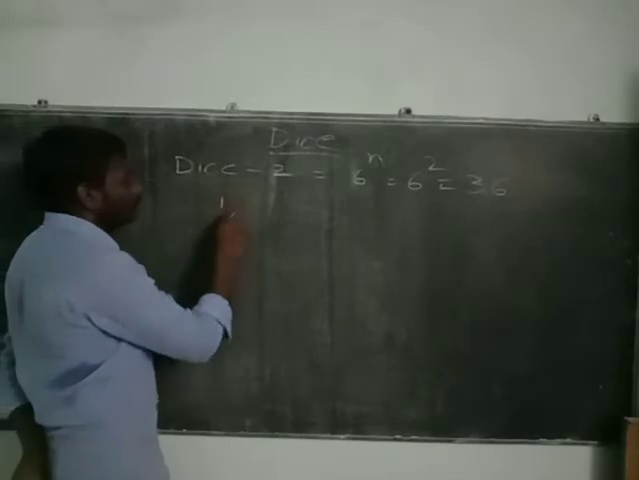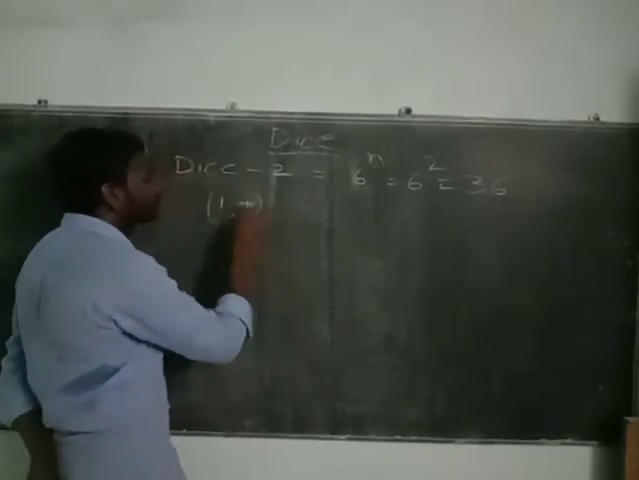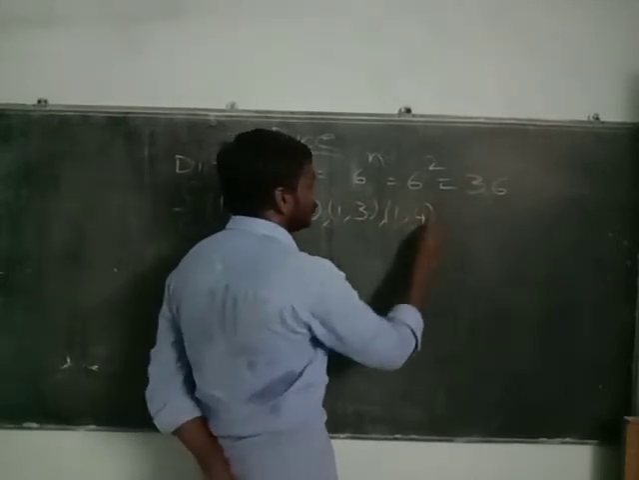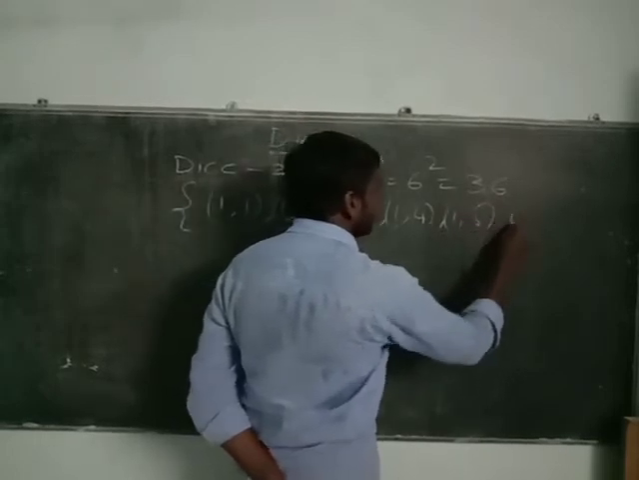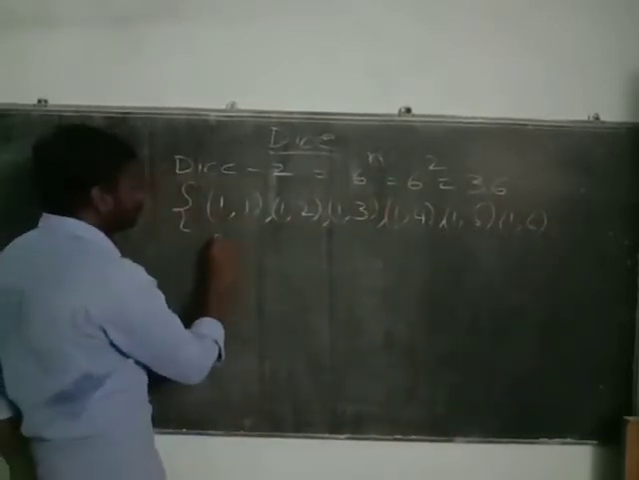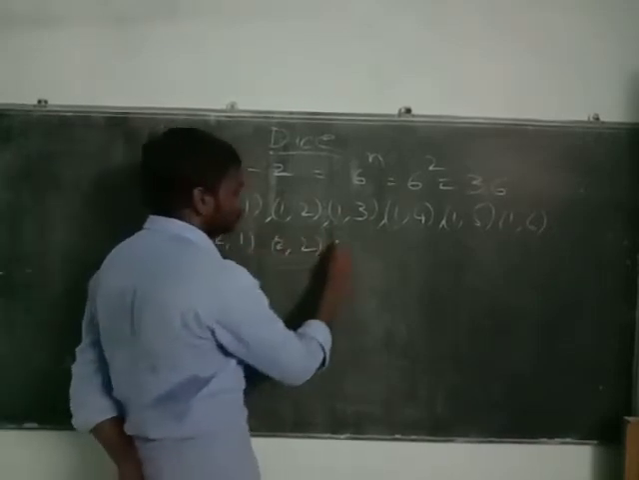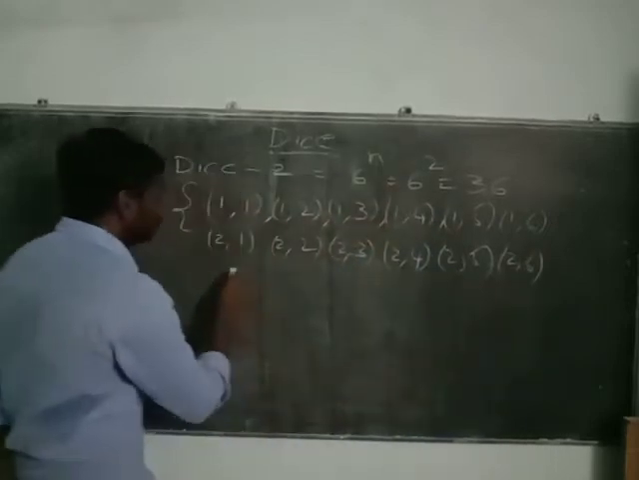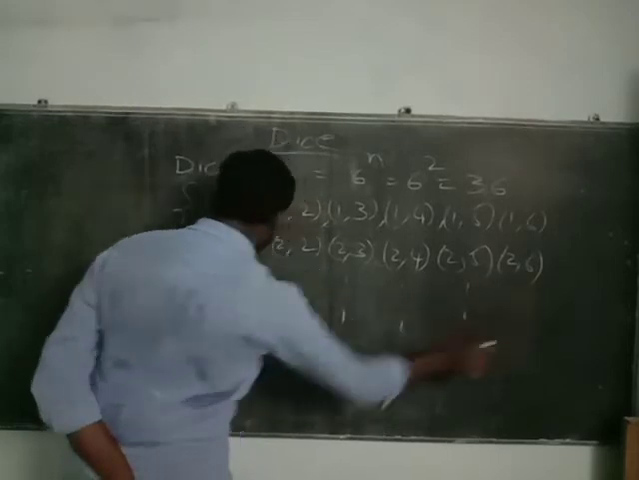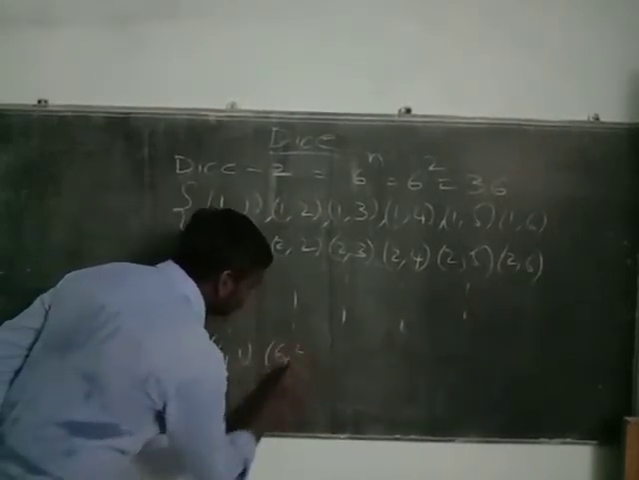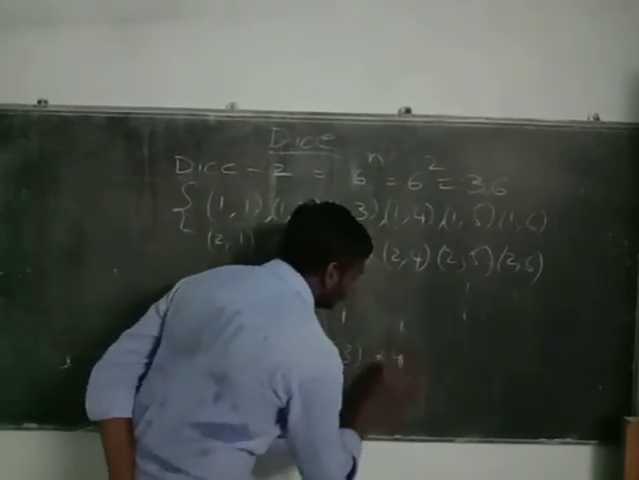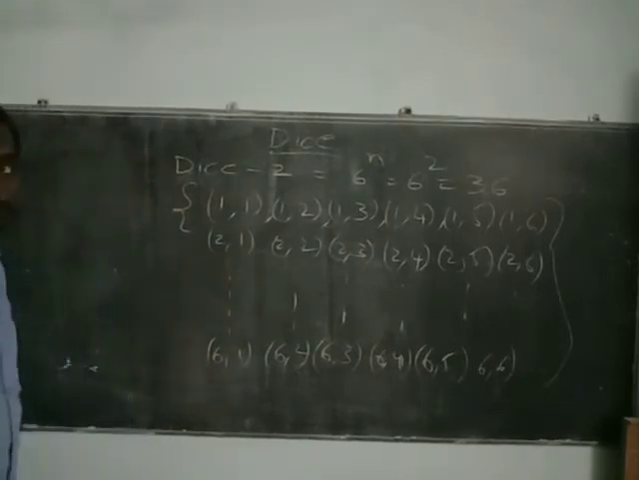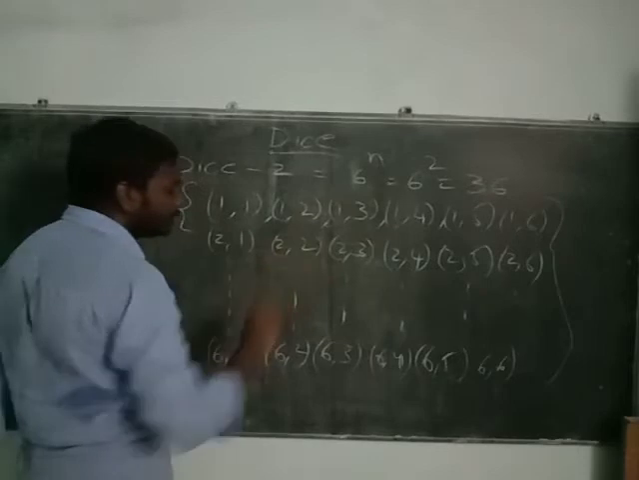What are they? Let's check. There can be 1 on the first die and 1 on the second die. 1, 2, 1, 3, 1, 4, 1, 5 and 1, 6. Similarly, 2, 1, 2, 2, 2, 3, 2, 4, 2, 5, 2, 6. Similarly, let me just save time: 6, 1, 6, 2, 6, 3, 6, 4, 6, 5 and 6, 6. So if you count, you will get 36 outcomes. So the total number of possible outcomes when I roll 2 dice is nothing but 36.